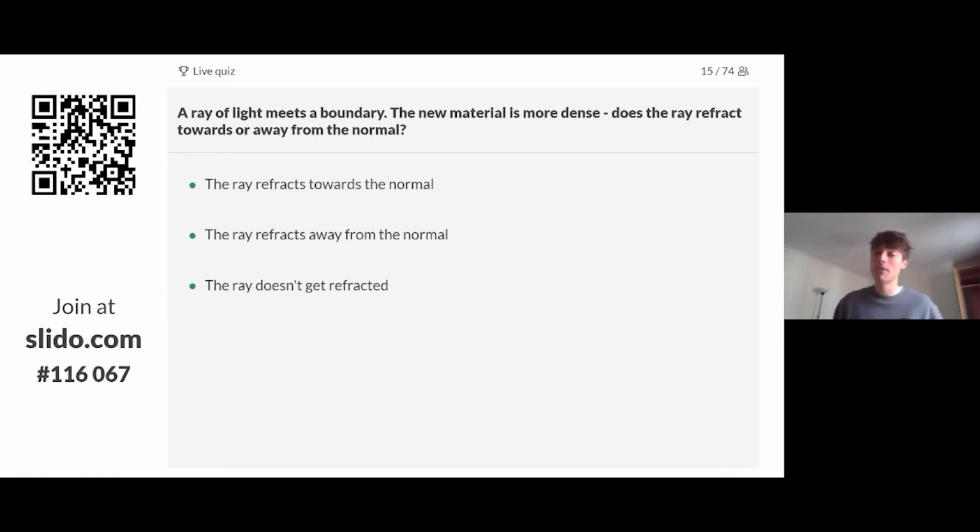Now, what happens if the speed decreases? I said that it's all linked to speed. What happens when speed decreases? I said that when speed decreases, the wavelength decreases. And what happens to the angle? I said before that it's all linked to speed.